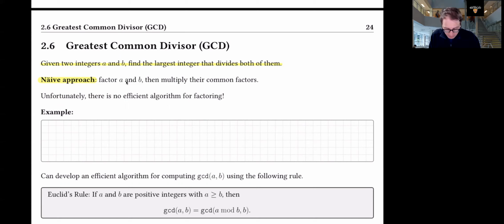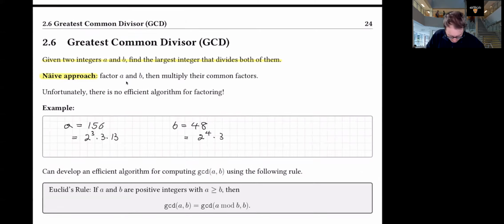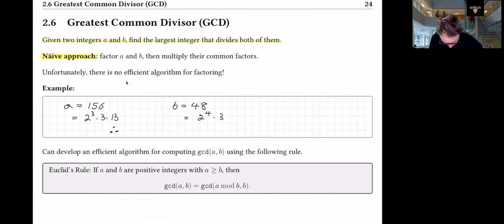Let me give you an example of what the greatest common divisor is. Let's say A is 156 and B is 48. A can be factored as 2 cubed times 3 times 13. B can be factored as 2 to the power of 4 times 3. And so the greatest common divisor, which we write as GCD of A and B, is the product of all their common factors. They have 3 2s and a 3 in common.